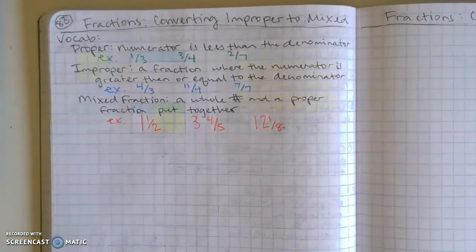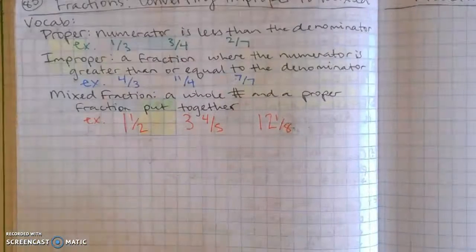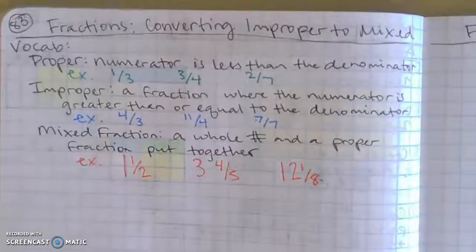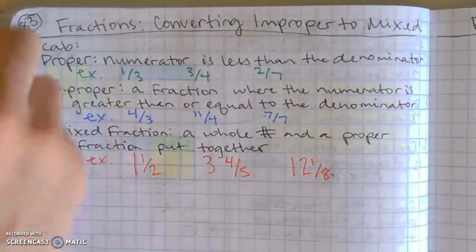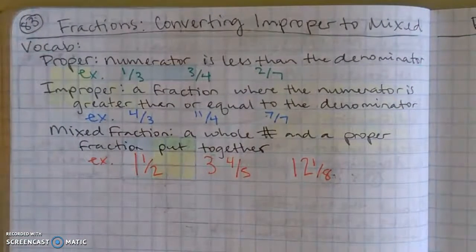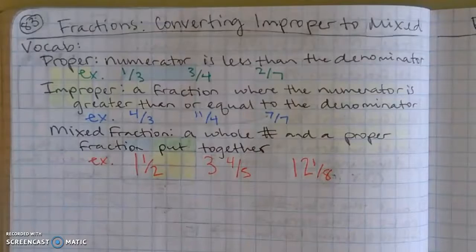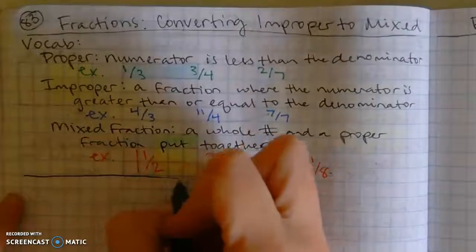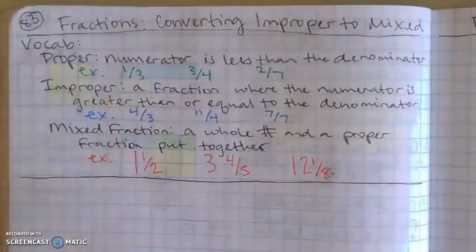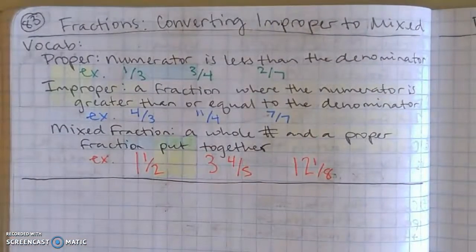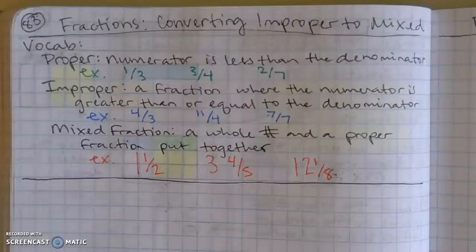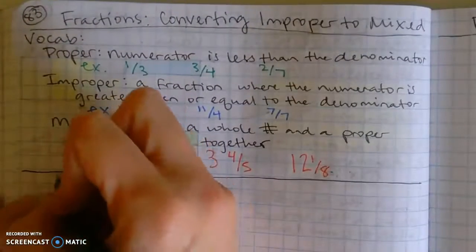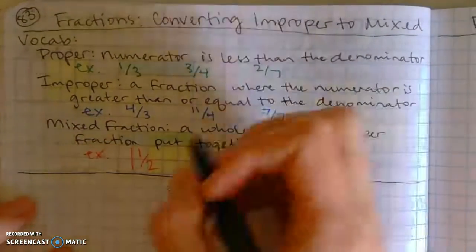Okay, let me zoom in because you're probably like, oh my gosh, I can't see that. And I just did it. Okay, so pause that if you need to. Okay, so now we're going to get into talking about how to go from improper to a mixed fraction. Okay, so I'm just going to put a line under this. And I'm going to do some notes on here. Okay, so this is going to be converting improper to mixed.